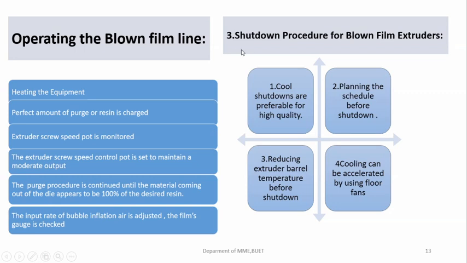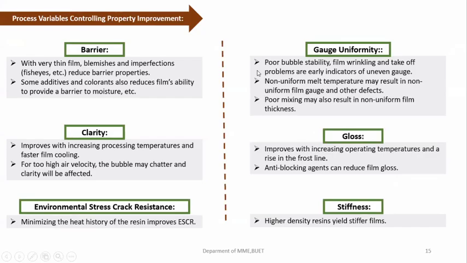Then at last, shutdown procedure. Shutdown procedure mainly consists of three or four processes. Here, cool shutdowns are preferable for high quality product. Secondly, planning the schedule before shutdown. Thirdly, reducing extruder barrel temperature before shutdown. And fourthly, the cooling fan can be used for accelerating the process. This is my part. Next part we'll discuss by Samia Rahman, Role 38.